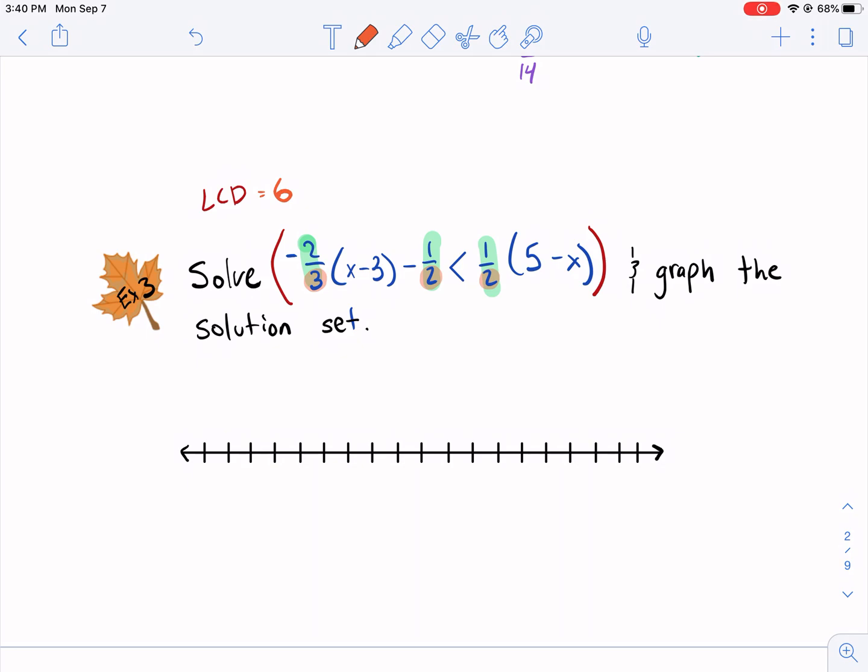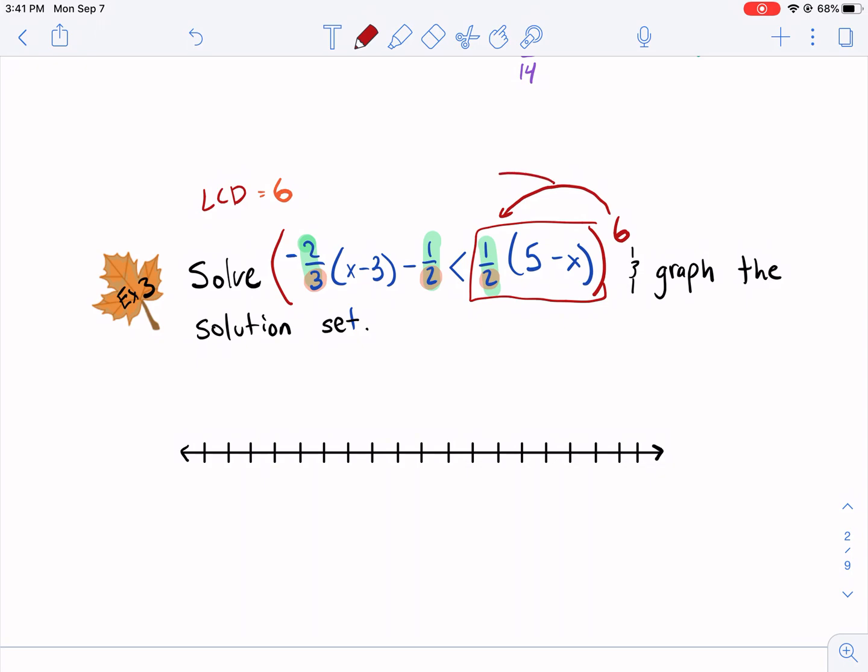3 goes into 6, 2 goes into 6, so we're going to multiply both sides by 6. What happens? Well, these two terms are being multiplied together, so we only need to multiply by the front one. It's the same process, okay? Anytime you have two things multiplied together, you can just multiply by one of those things. So I'm going to choose to multiply the 6 by the 1/2.